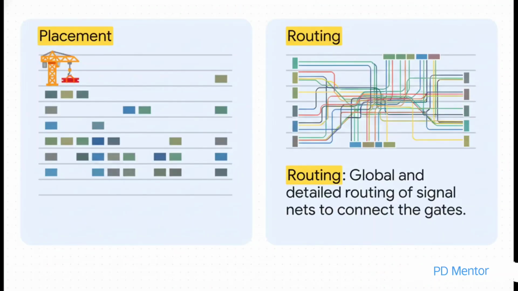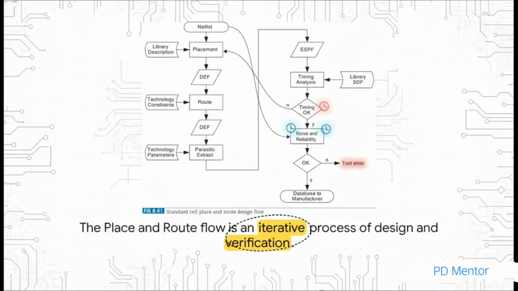So after the floor plan, we hit two massive stages, placement and routing. Placement is pretty much what it sounds like. You take every single gate from our netlist, every building in our city, and you give it a precise XY coordinate. Once every single thing has a home, routing begins. And that is the mind-boggling task of laying down all the metal wires that connect every single one of those buildings.